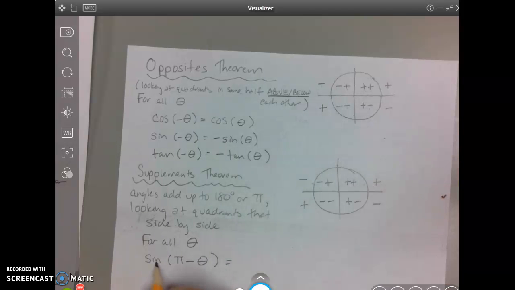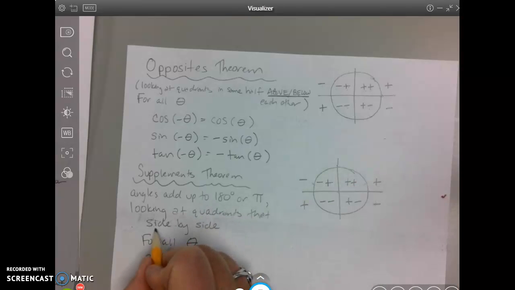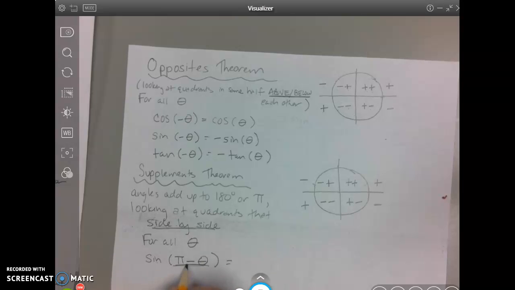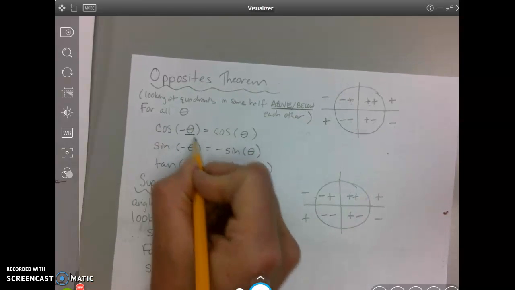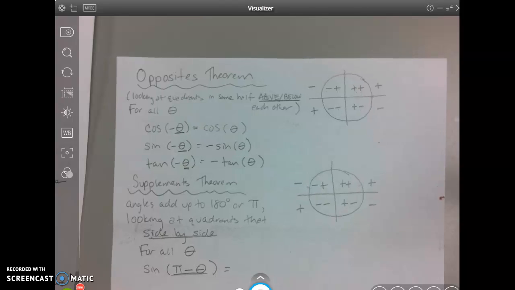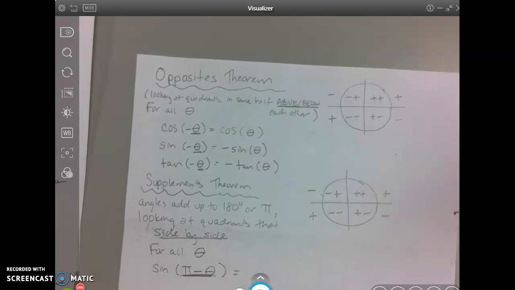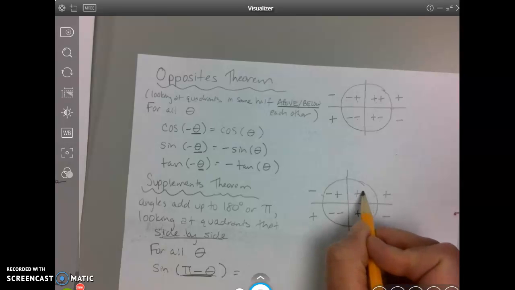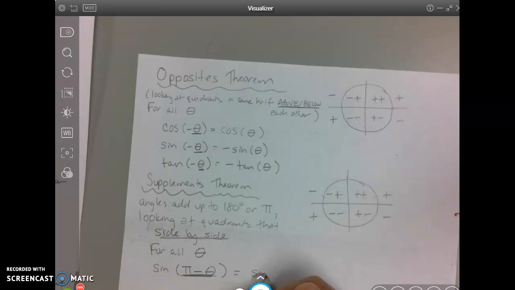So if we're looking at sine, so the sine in side-by-side quadrants, this right here means side-by-side. That's what you have to remember. You have to remember up here that this means above and below. This right here is going to be side-by-side quadrants. The sine in side-by-side quadrants, the y-coordinate is plus, the y-coordinate is plus. It stays the same.